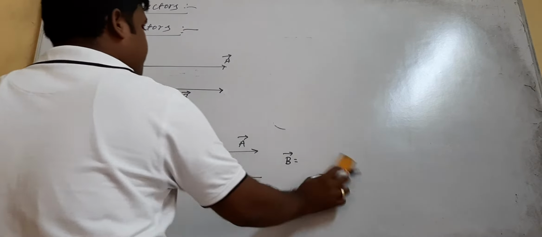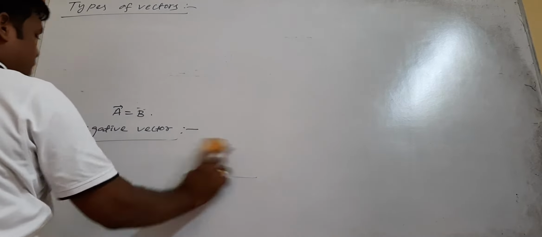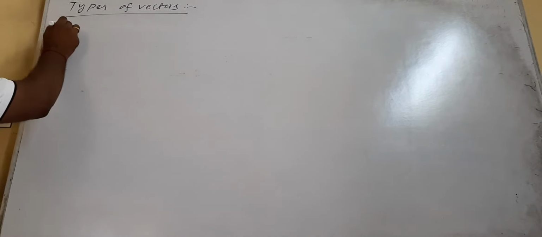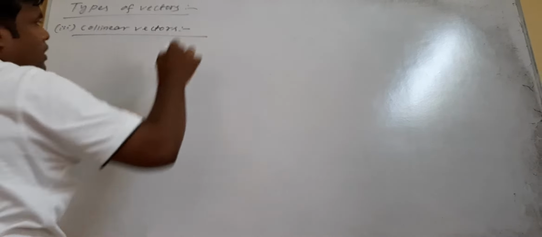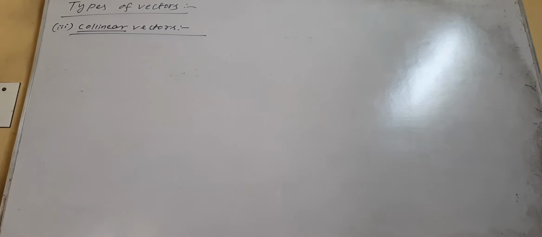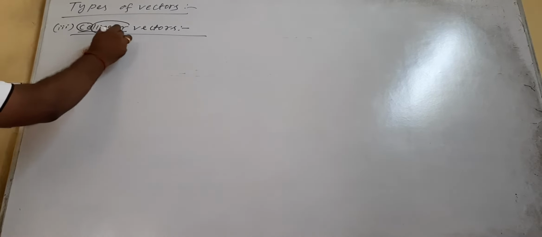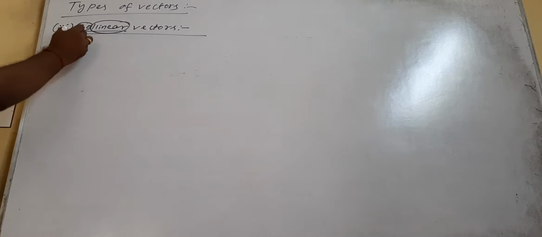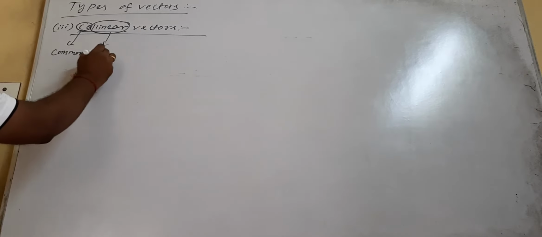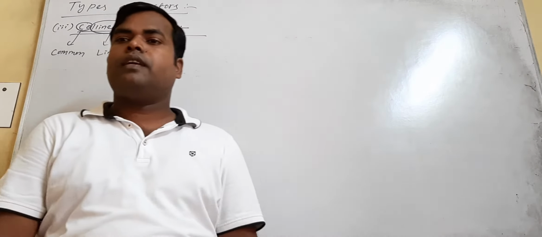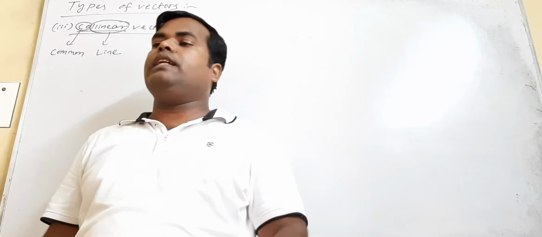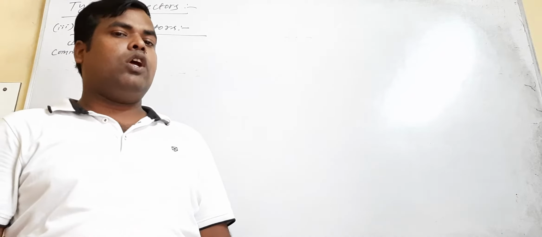Now come to number 3, that is collinear vectors. You see, this word collinear is a combination of two words: one is co, the second one is linear. Co means common, and linear comes from the word line. Then how can we define collinear vectors? Vectors are said to be collinear if either they act along the same line or along parallel lines.